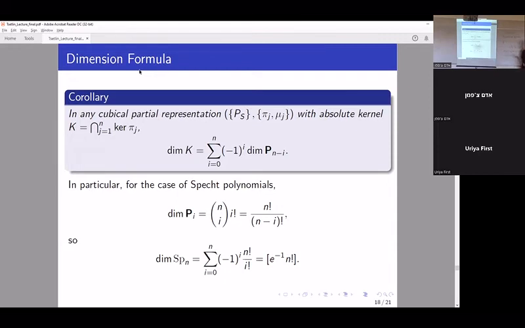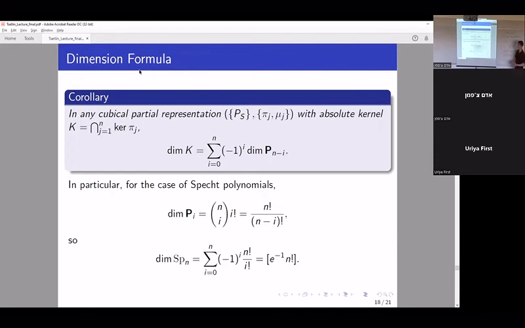There is still a nice question for those who are interested. Can we also give some combinatorial explanation, which is some finding nice basis elements for the Specht polynomials, or some more direct connection between the arrangements and the Specht polynomials? We don't have such an explanation, such a constructive explanation yet.